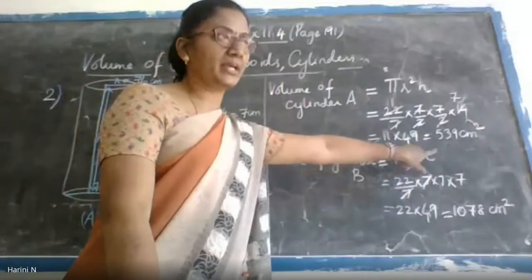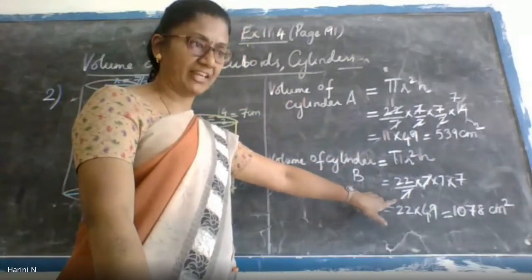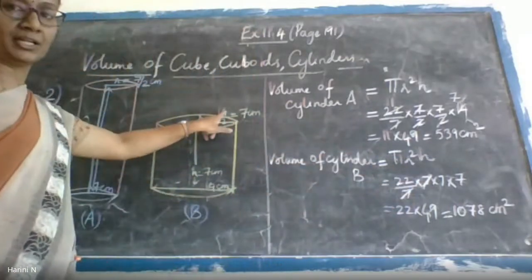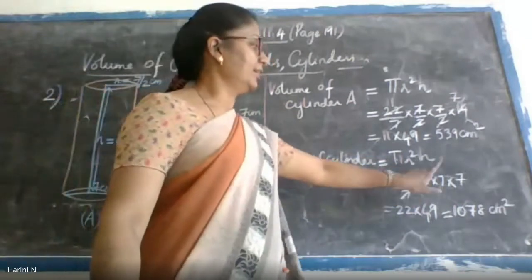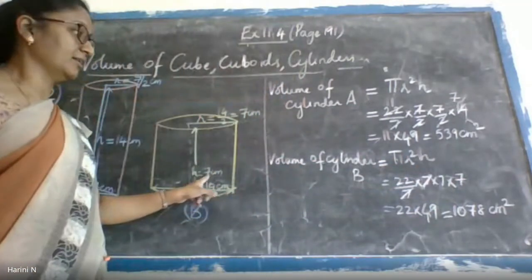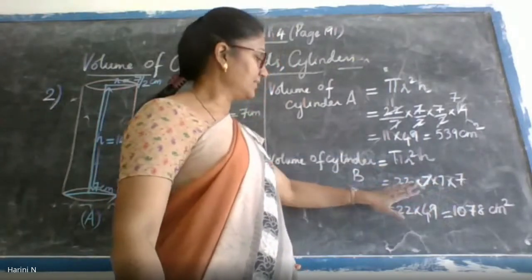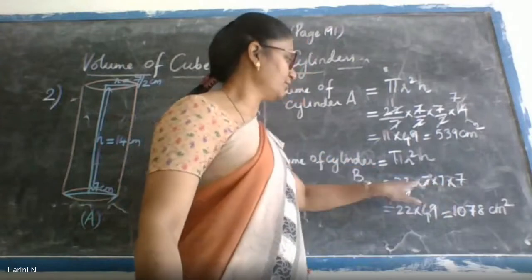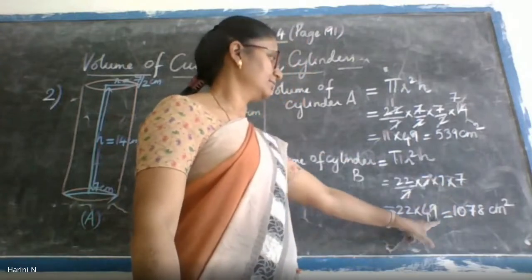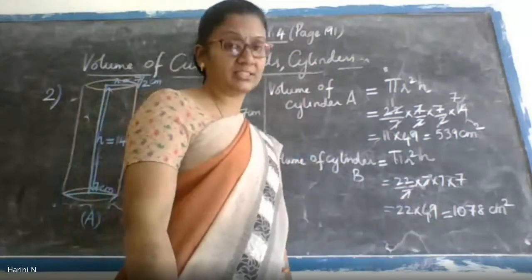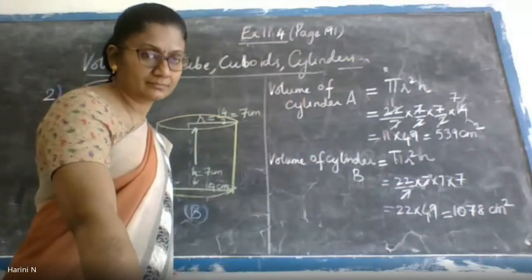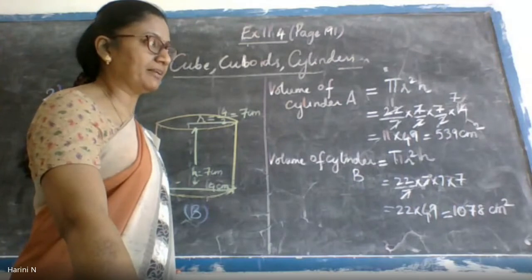Ma'am, can you please explain how you calculated the volume of cylinder B? Pi r square h. Pi is 22 by 7. R is 7, 14 by 2, which is 7. So 7 into 7 into height again is 7. So it is 22 by 7 into 7 into 7 into 7. 7 and 7 cancel. Numerator you have 22 into 49, which is equal to 1078. Calculate and verify. Multiply and verify if you are getting the same.